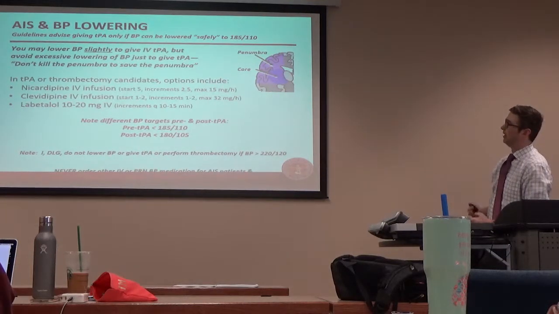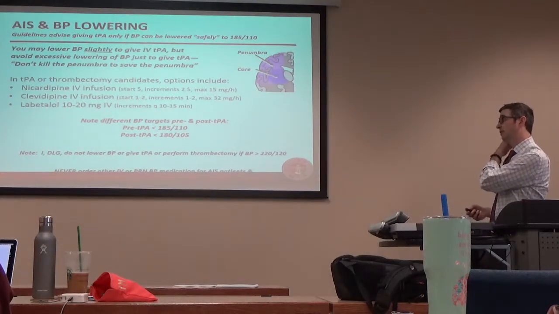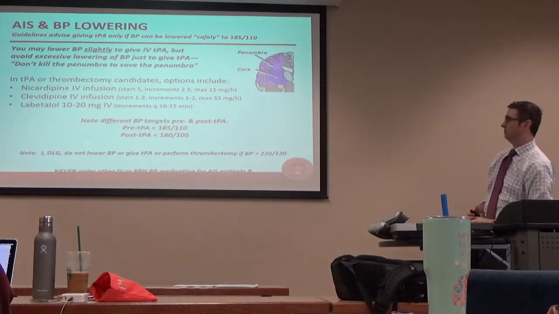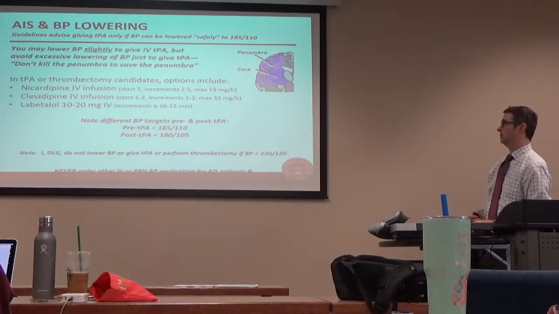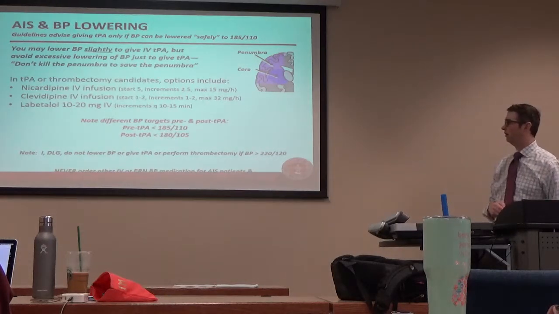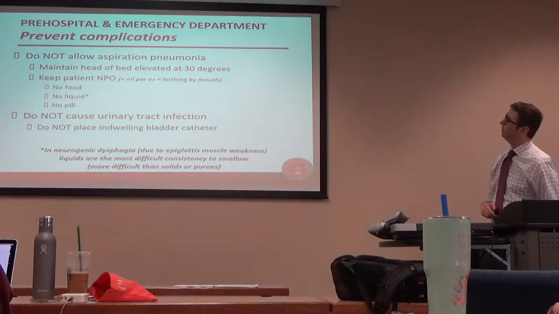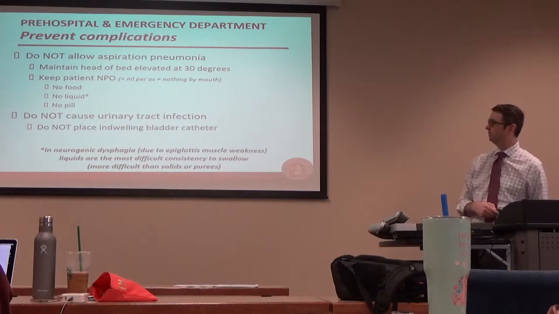This is just what I just mentioned. There's the cardene again. There's the pre and post TPA blood pressure parameters. And then Dr. Gordon, who's also a strokeologist, does not give TPA or perform thrombectomy if the blood pressure is greater than 220 over 120. Pre-hospital, emergency department again. Don't allow aspiration pneumonia. We're going to do all that stuff like I mentioned.